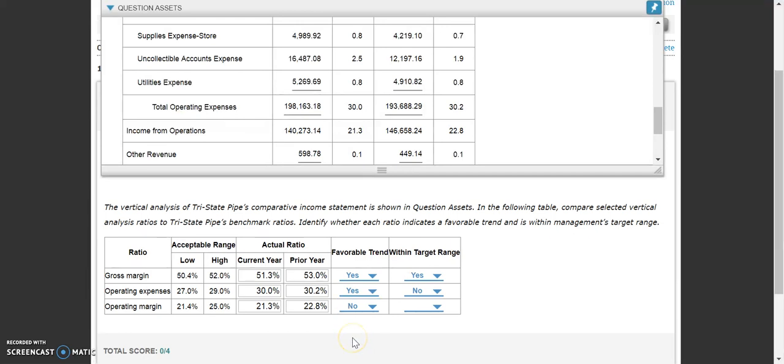And are we within the target range? We just missed it by 0.1% this year. You can see 21.3. We want it to be at 21.4. So no, we are not within the target range. So that is not such a good thing.